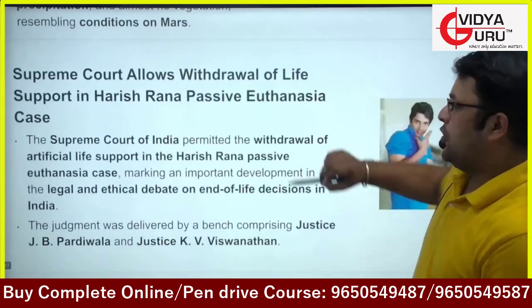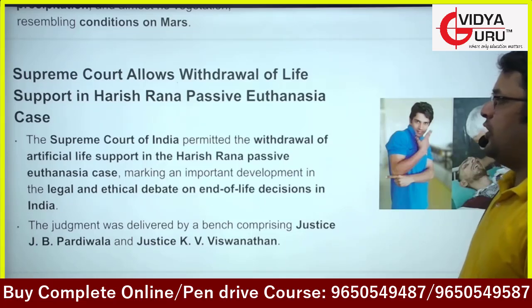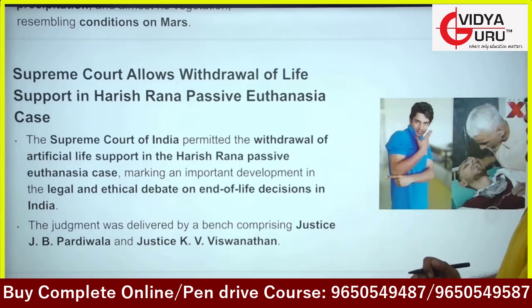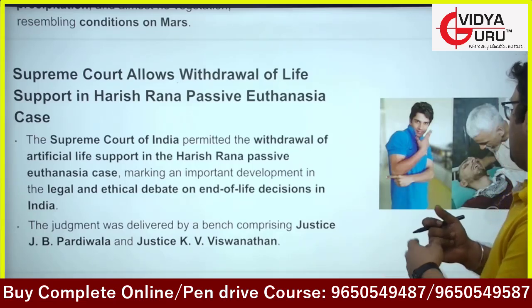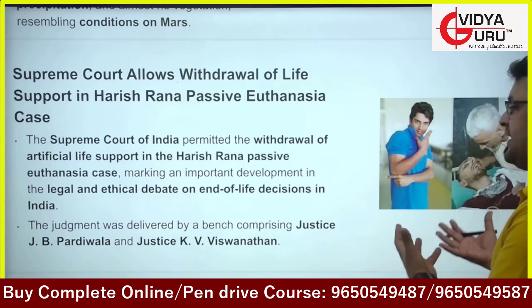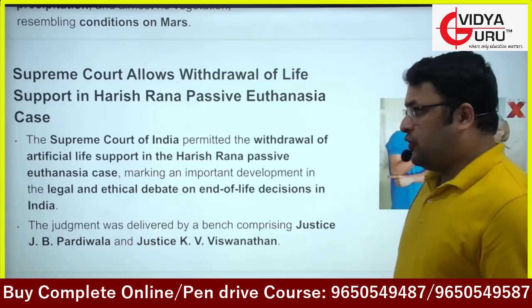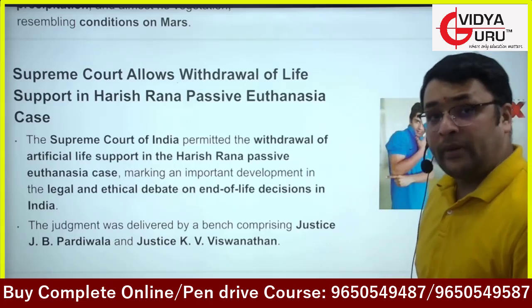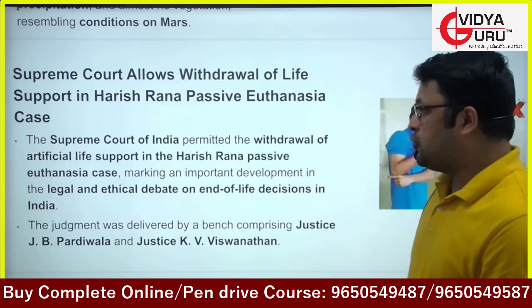Coming to Supreme Court. Supreme Court has allowed landmark judgment of passive euthanasia. Supreme Court has allowed withdrawal of life support system in case of Harish Rana. Harish Rana, who was a Punjab University student, was a kind of a brain dead patient, where his body was not responding for the past 13 years. So his parents approached Supreme Court to allow removal of life support system, and Supreme Court allowed it.